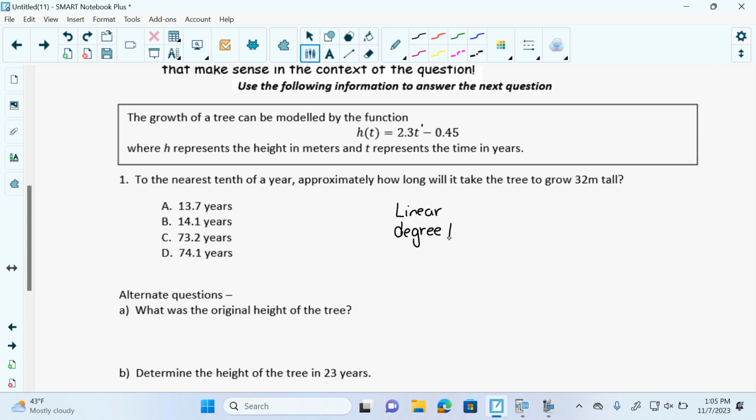I know it's an odd degree. Do you guys remember about these? The constant at the back is just the what? What is the constant at the back of an equation? The y-intercept. So I know that my y-intercept is at negative 0.45. Very tiny, correct?